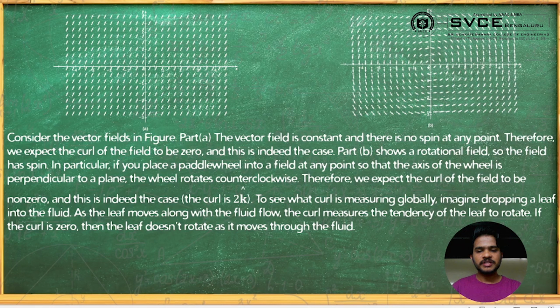To see what curl is measuring globally, imagine dropping a leaf into a fluid. As the leaf moves along the fluid flow, the curl measures the tendency of the leaf to rotate. If the curl is 0, then the leaf doesn't rotate as it moves through the fluid.